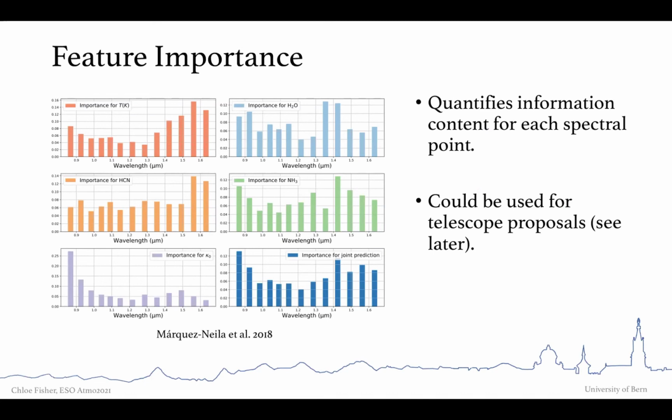So perhaps some of it's really intuitive. You know that the water feature at 1.4 microns is going to tell you a lot about how much water there is in the spectrum. But some things are less intuitive, like which spectral points are most important for telling you the temperature. And this kind of thing can be used for telescope proposals, which I'm going to talk about super briefly at the end.